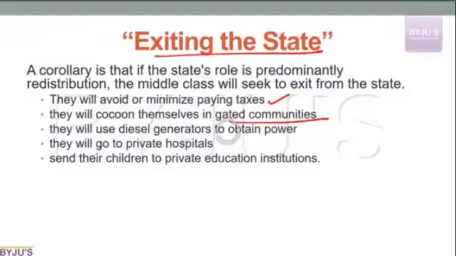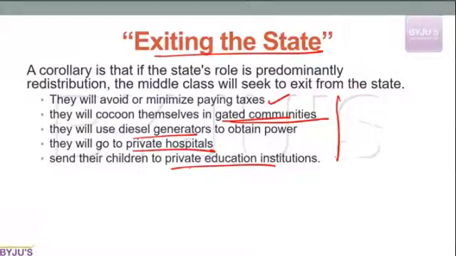Why? Because government is not providing proper electricity, my community will have its own backup. Government is not providing proper environment, my community will have its own park. So all these things start happening. And government is not providing proper security, my community will have its own security. So people start living in gated communities. They'll start using diesel generators to obtain their own power. They'll go to private hospitals and not to public hospitals. They will go to private education institutions, not to public education institutions.